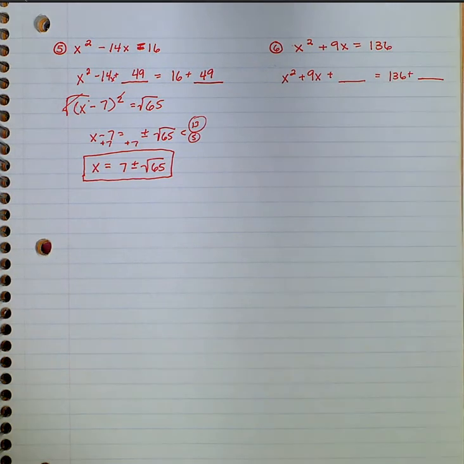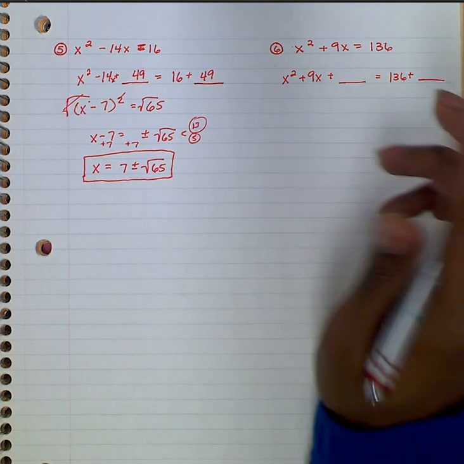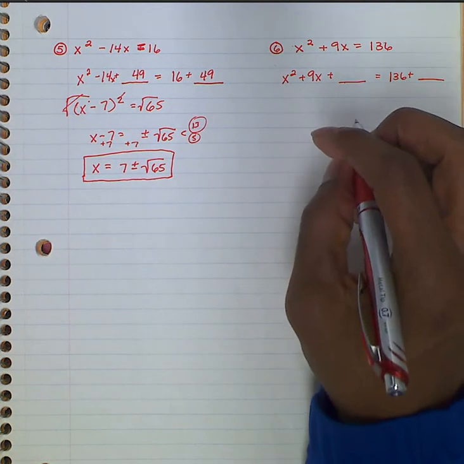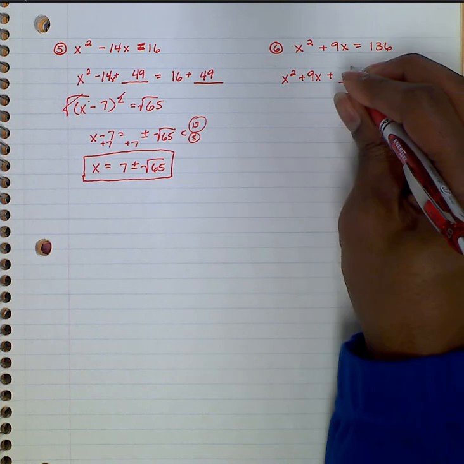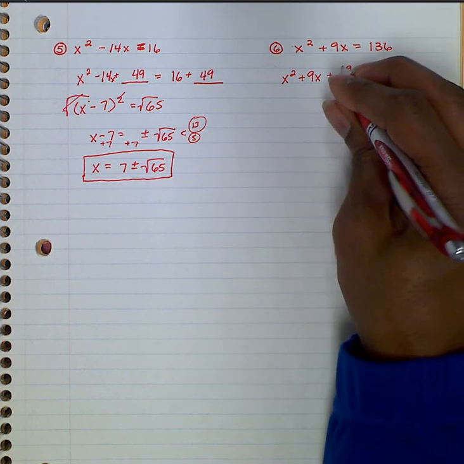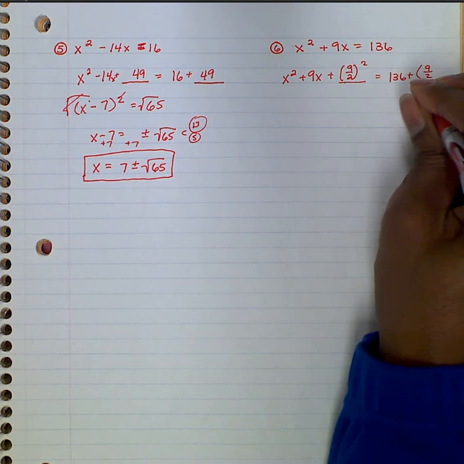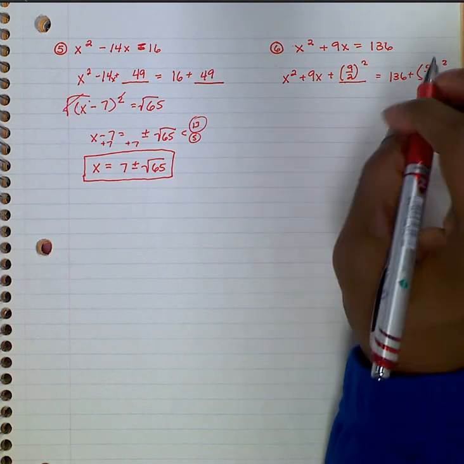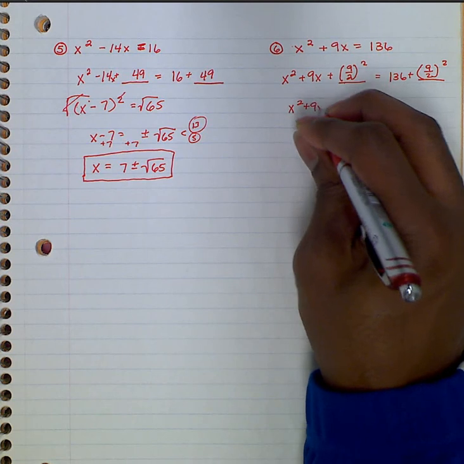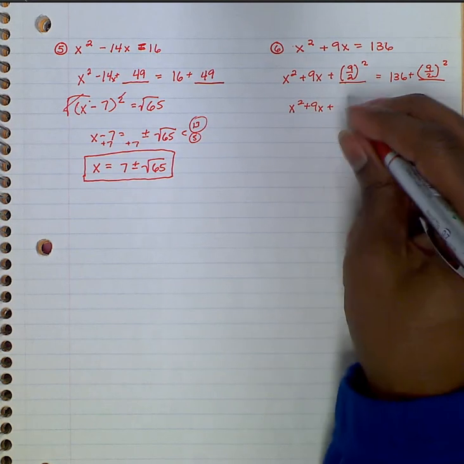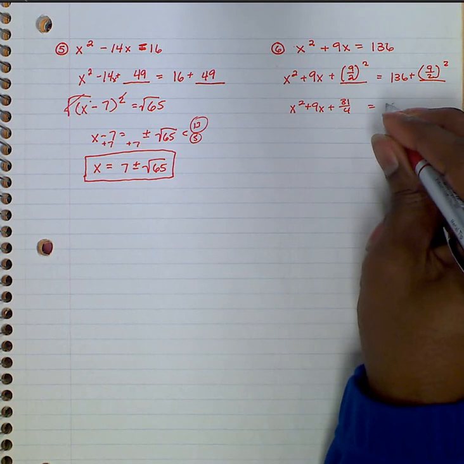Okay, now this is a little bit tricky because this is going to give us a decimal, a 4.5, or a fraction, and I prefer a fraction. Remember earlier I said it's always going to be b over 2 squared. So I'm going to say 9 over 2 squared. Alright, and that will give us x squared plus 9x plus 81 over 4 equals 136 plus 81 over 4.